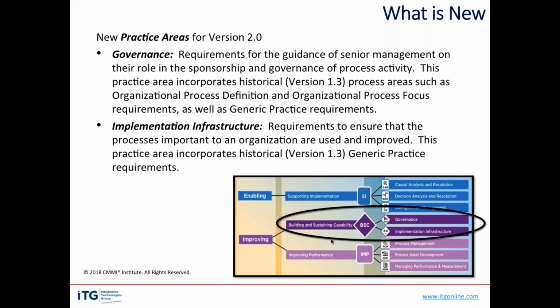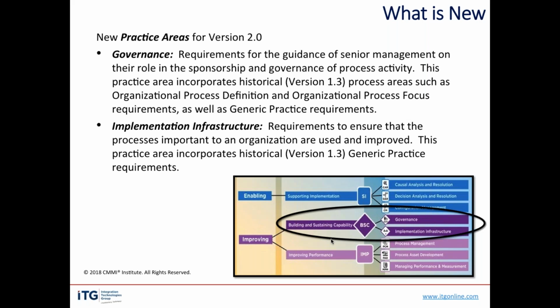Governance and implementation infrastructure really are looking at the roles of the organization and the stakeholders, senior management, and how processes are developed and how they are brought into the organization. Now, historically, the governance requirements in the new model, for all intents and purposes, tie back to what was in version 1.3 as organizational process definition and organizational process focus. We'll talk a little bit about that in a second.